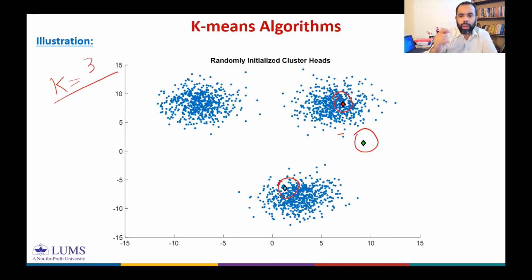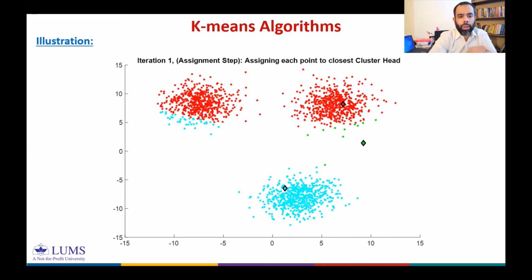Now I'm going to iteratively carry out 2 steps. The first step is that I will be assigning each point to the closest cluster head. And this assignment would give me this. So all of these red points are closest to the red cluster head. The blue points are closer to the blue cluster head, and only these points are closest to the green cluster head.